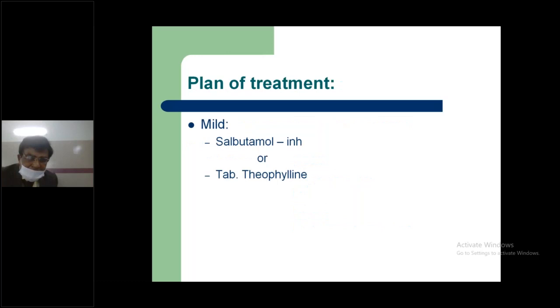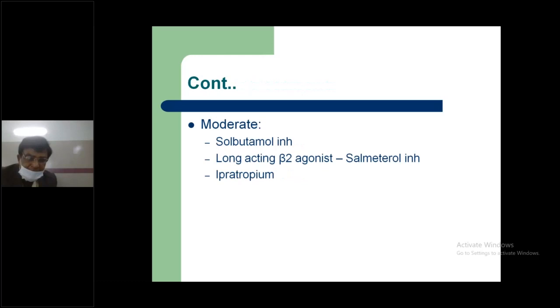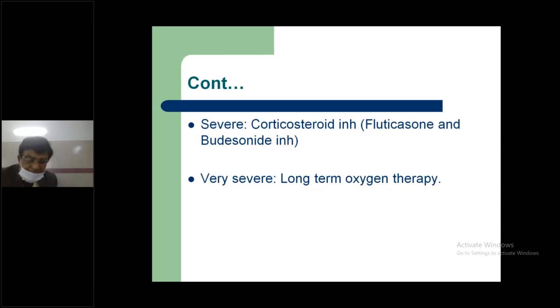Plan of treatment. If patient suffers from mild COPD, then salbutamol or theophylline can be given. If moderate, then with salbutamol we can give long acting beta 2 agonist, that is salmeterol, and ipratropium. These two drugs can be added with salbutamol. And in severe, corticosteroid inhaler should be given, and if very severe, then long-term oxygen therapy should be given.